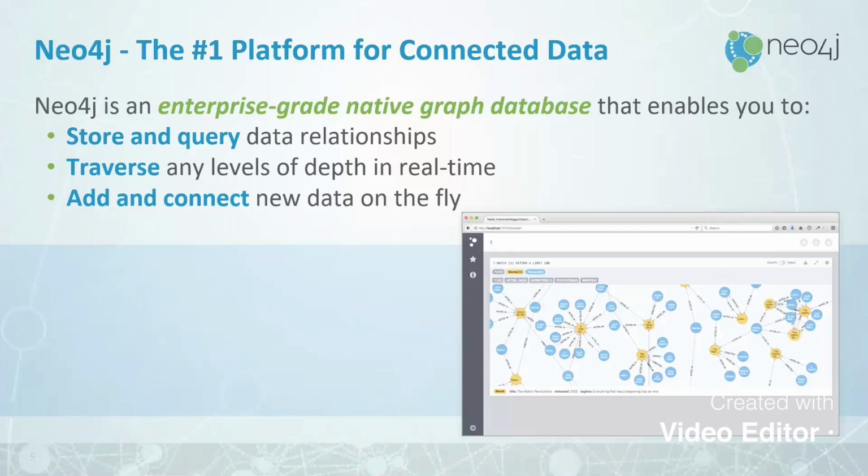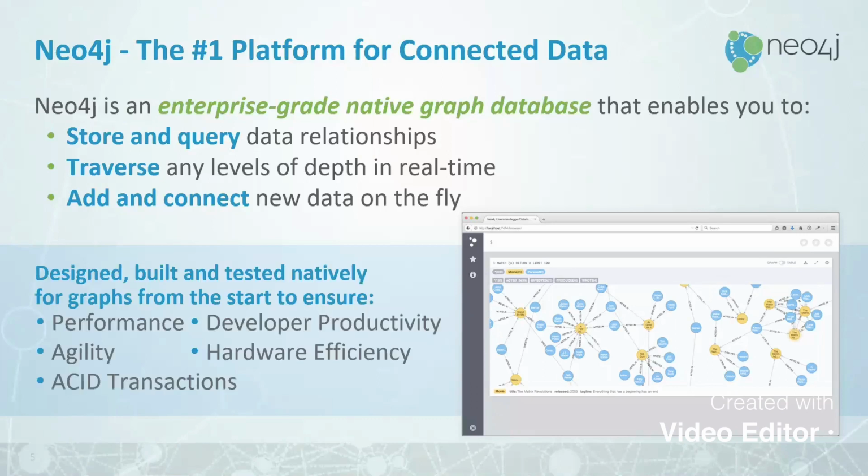You can query any levels of depth in the graph in real time. I will get to why and how. And you can add and connect new data on the fly. It is schemaless. You can create new nodes, relationships, and property types at any time, and then just add the data without having to reload your entire database. Neo4j is a native graph database, designed and built for graphs from the ground up, providing all of the benefits you see at the bottom of this slide.